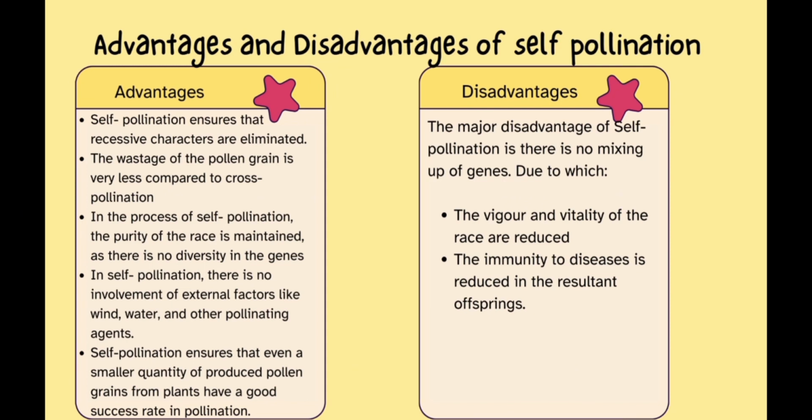Disadvantages. The major disadvantage of self-pollination is that there is no mixing up of genes, due to which the vigor and vitality of the race are reduced. The immunity to disease is reduced in the resulting offsprings.